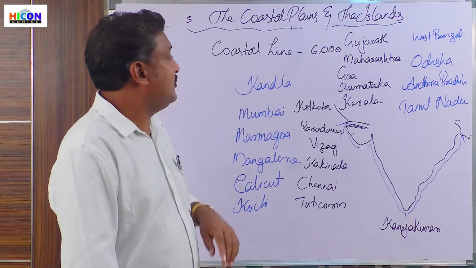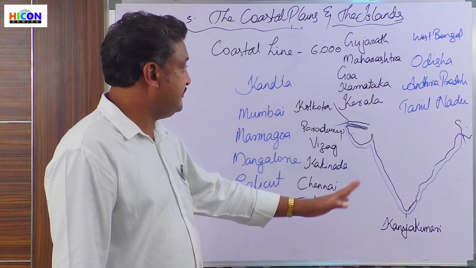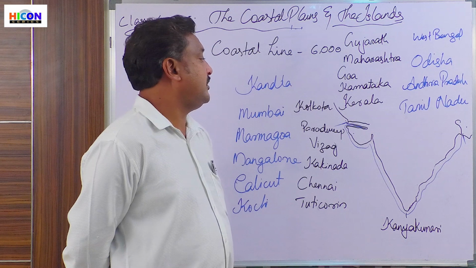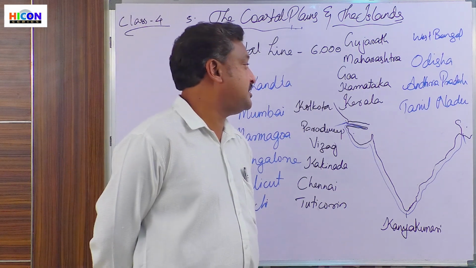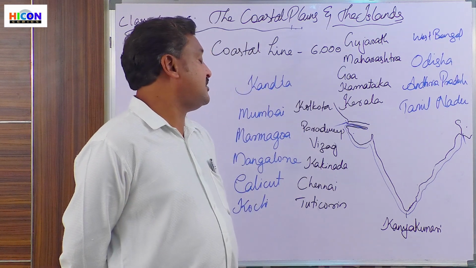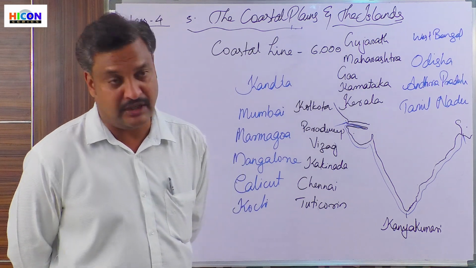It is about 6,000 kilometers long, and the states that share this are, on the western side, Gujarat, Maharashtra, Goa, Karnataka, and Kerala, and on the eastern side, West Bengal, Odisha, Andhra Pradesh, and Tamil Nadu. The western coastal line and the eastern coastal line meet at the common point of Kanyakumari.